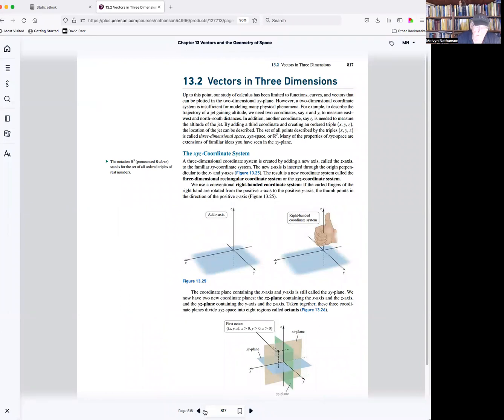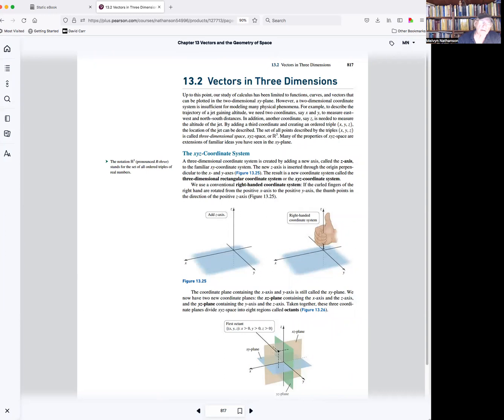So again, this should be very familiar. For one thing, we live in three-dimensional space, so there's nothing unusual here. So we have three dimensions. There are the usual x and y dimensions. So you have the xy plane. And in section 13.1, we considered vectors in two dimensions. Now we add a third dimension.